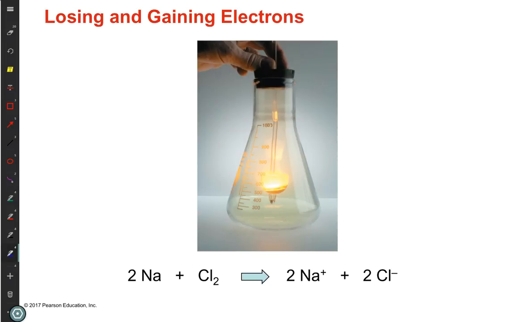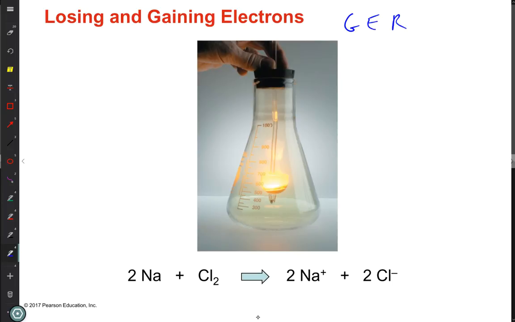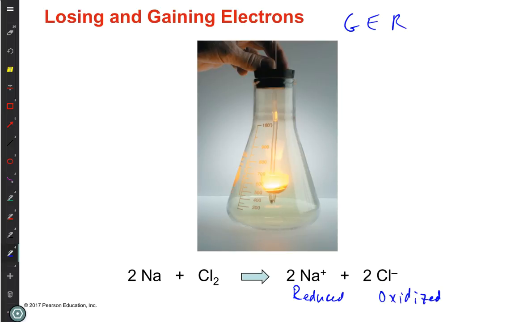Our rule was gain electrons means reduce. Did it gain electrons? No, it lost electrons because it became positive. So that was oxidized. And the chlorine gained electrons, so that was reduced. So the sodium was the reducing agent because it reduced the chlorine. Or I said that backwards. Shoot. Sodium was oxidized, the chlorine was reduced. I said it backward.